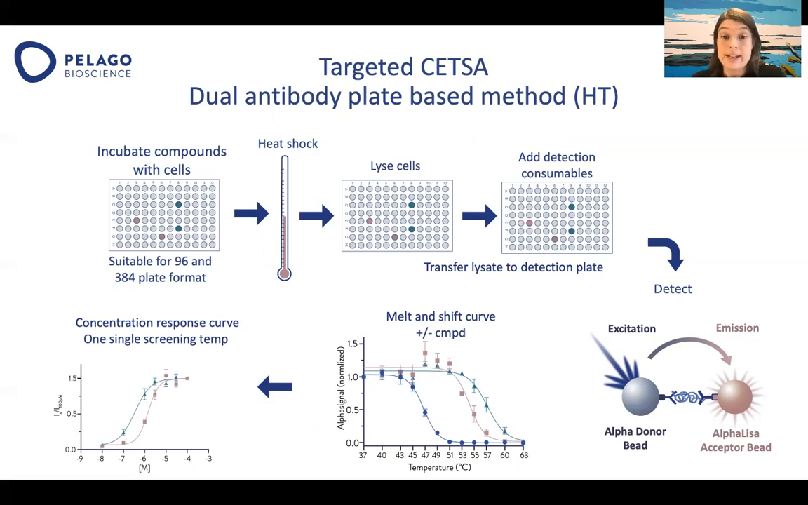And by this, we can generate either melt and shift curves. So this is then profiling compounds at a single concentration, but then having a range of different temperatures. But we can also do the profiling at a single temperature and then do either concentration response curve or a single concentration screening.